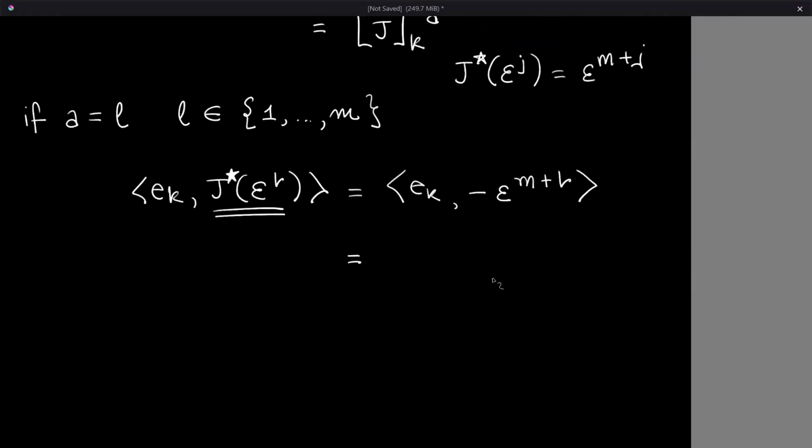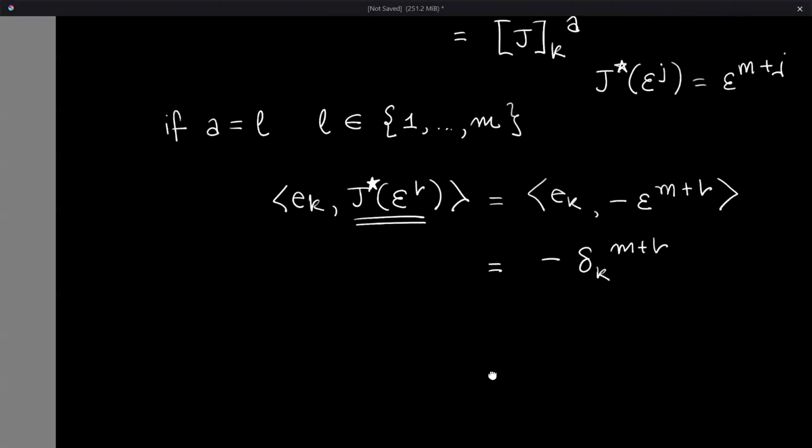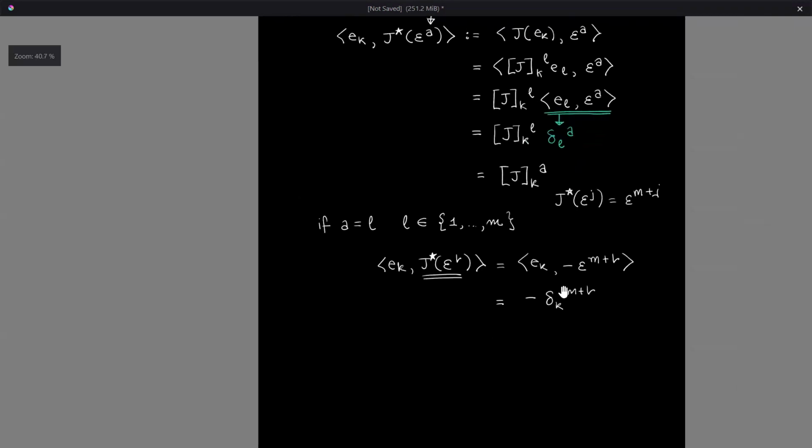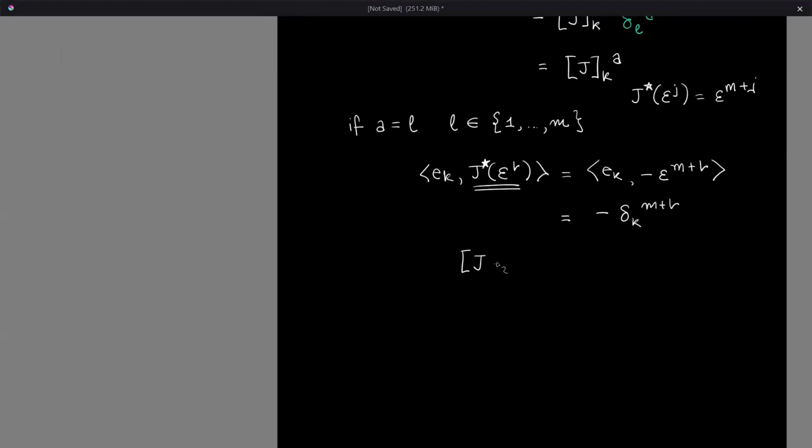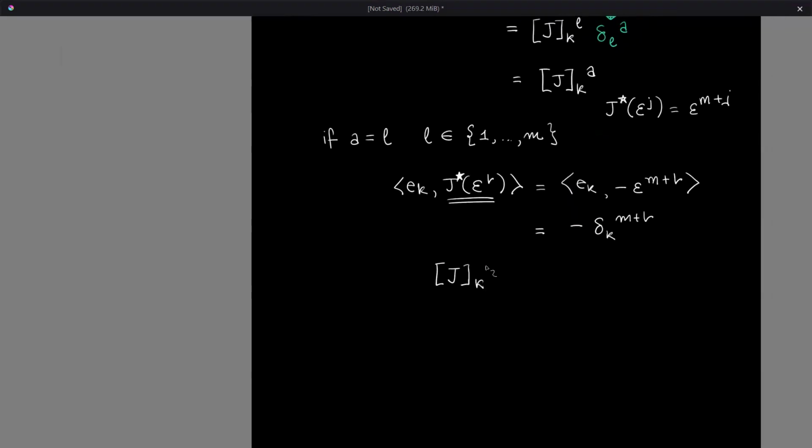Okay, and again we use the biorthonormality condition, giving delta K, M plus L. So then we can do an interesting thing, which is that when A is equal to L, then J of KL is equal to minus delta K, M plus L. And M doesn't have to be on the other side because M is a constant. The only indices are L and K.